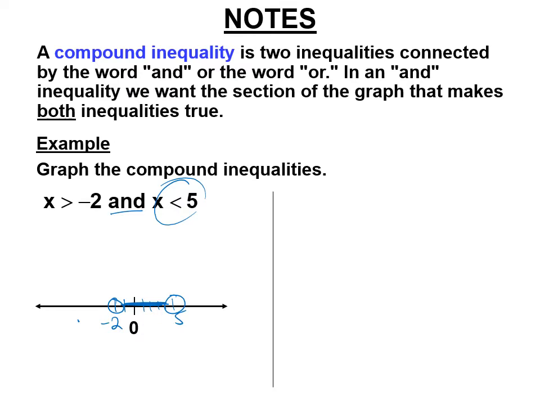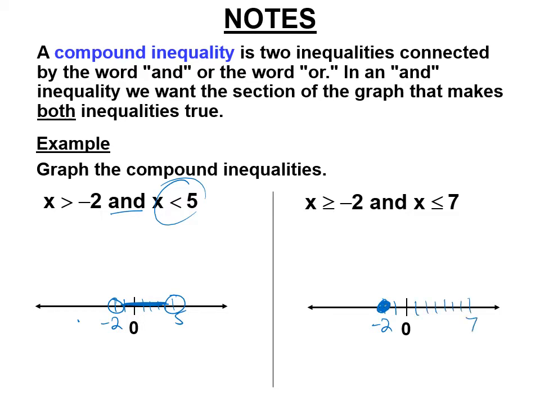All right, so x is greater than or equal to negative 2 and x is less than or equal to 7 would look very similar, except we'd fill in the circles here, 1, 2, 3, 4, 5, 6, 7. And we want the numbers in between negative 2 and positive 7.